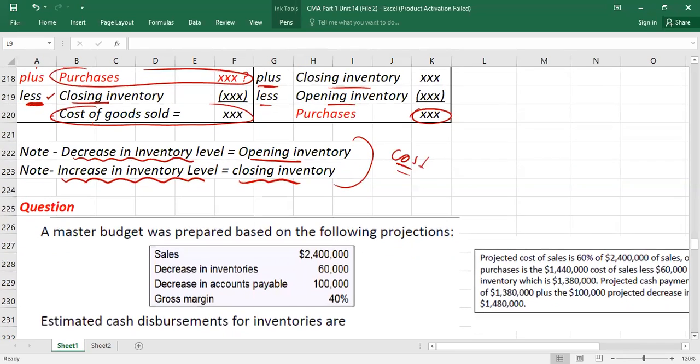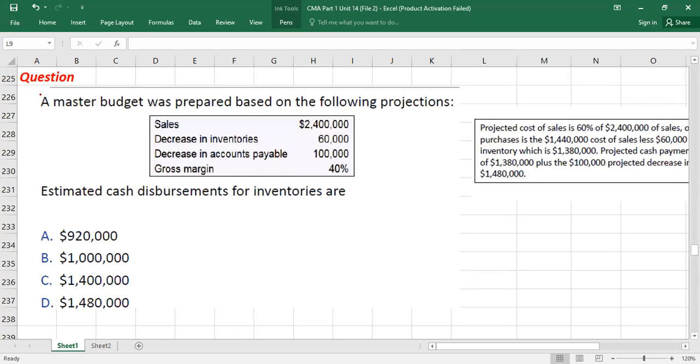So here we go. Let me show you one question, how a question would be tested. Can you read this question, please, guys, carefully? Yes, guys. So here we go. I hope you have read the question.